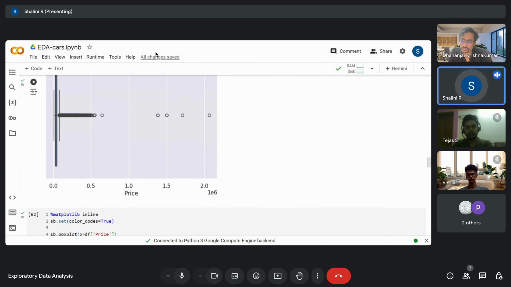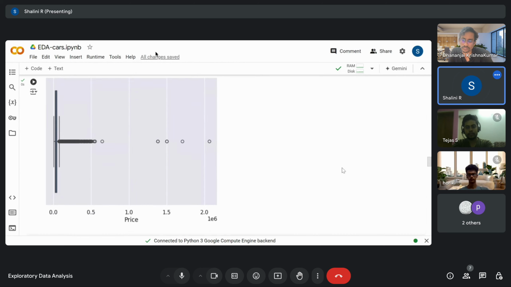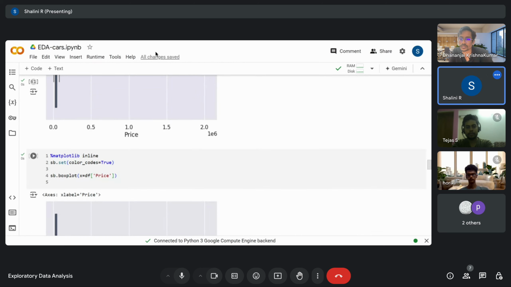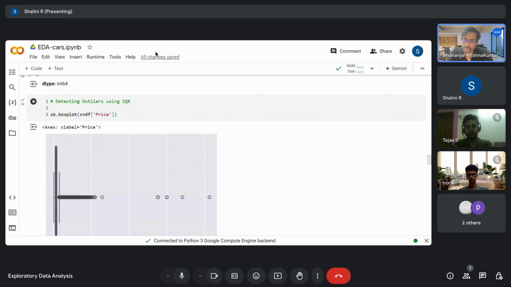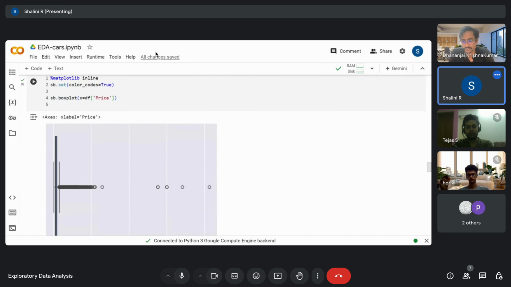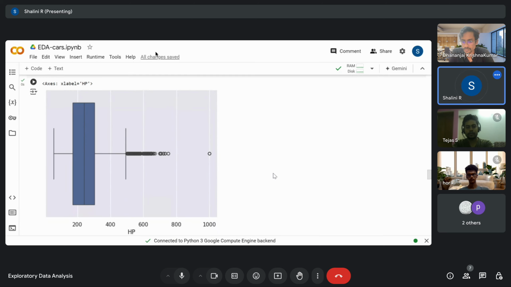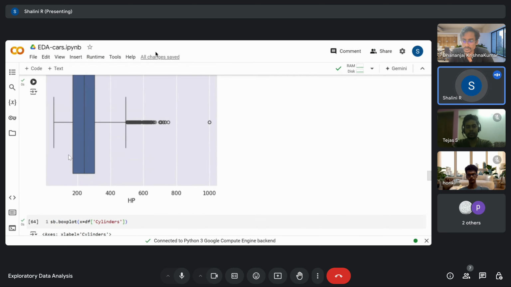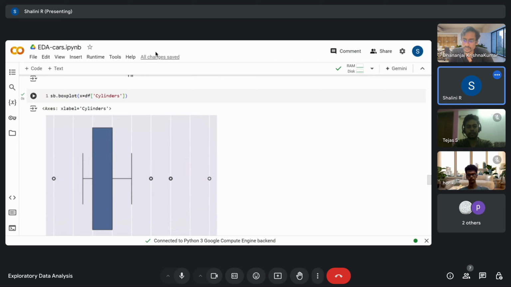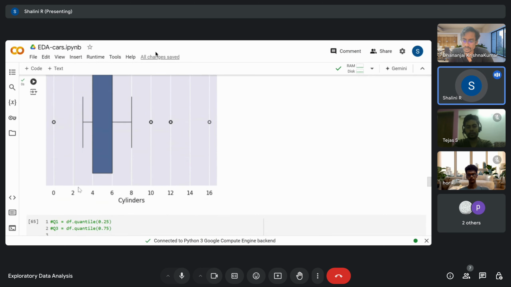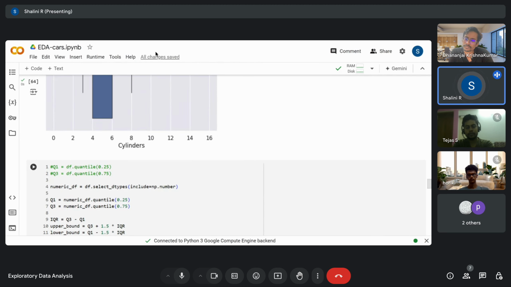There are quite a few which are very high priced. This is horsepower. Most of them come in the range of within 500. Some of them are above that. And cylinders also, most of them are around 3 to 8. There are some with 16 and 12. I think these seem like outliers.